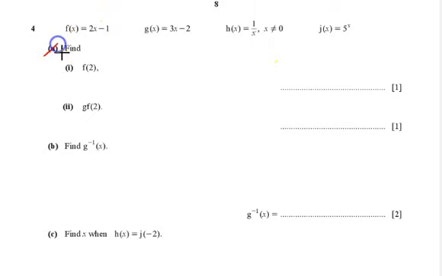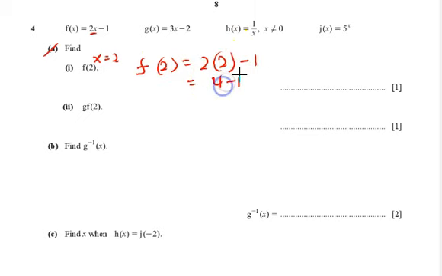So here, part A, find f when x is 2. Okay, the x is 2. So we just have to take the 2 and substitute over here into this fx. So you'll be getting 2, the x will become 2. Okay, substitute it here, minus 1. So you got here 4 minus 1, which is equal to 3.